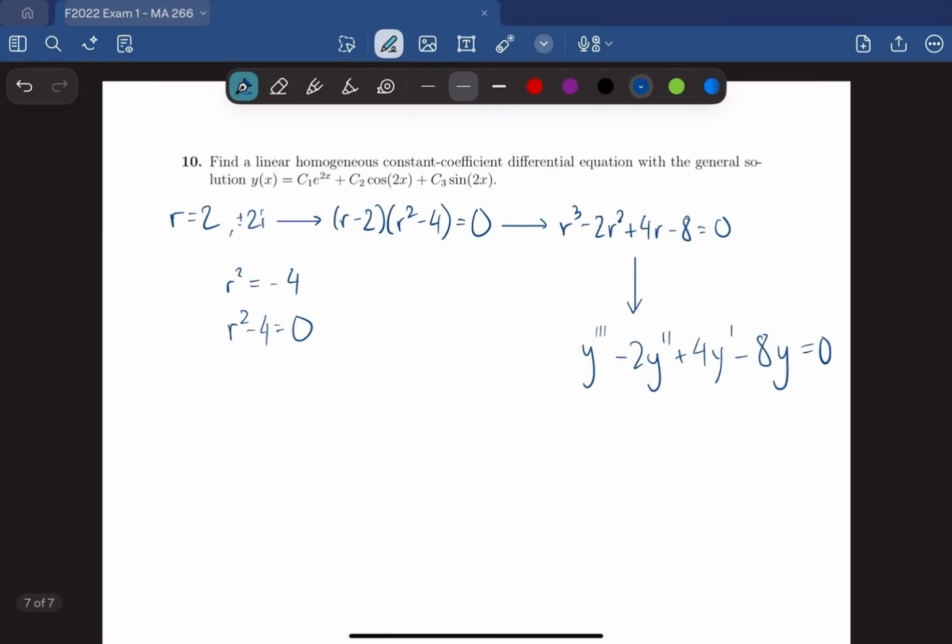And I mean, that's really it. Yeah, this is a linear homogeneous constant coefficient differential equation. That's the right answer.